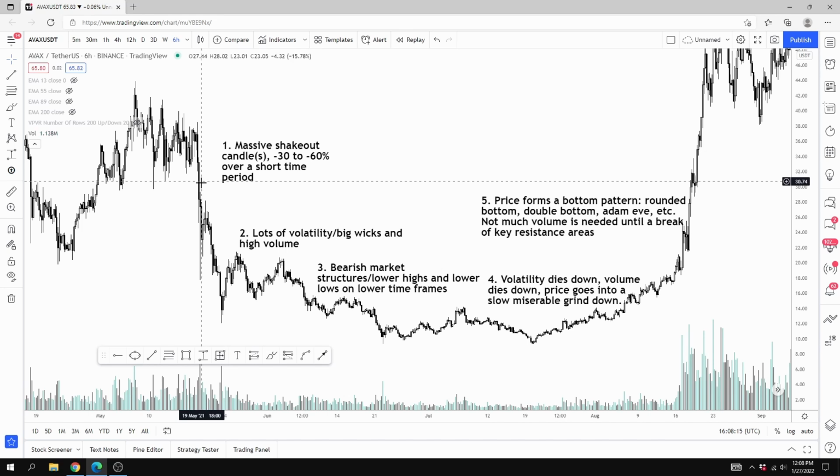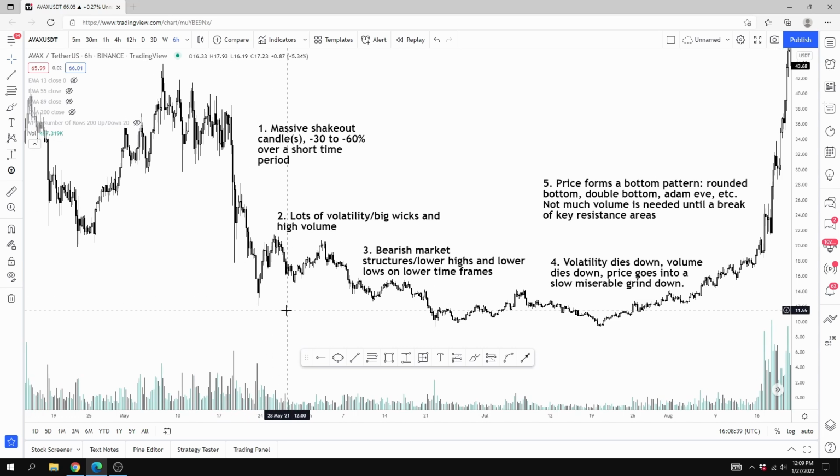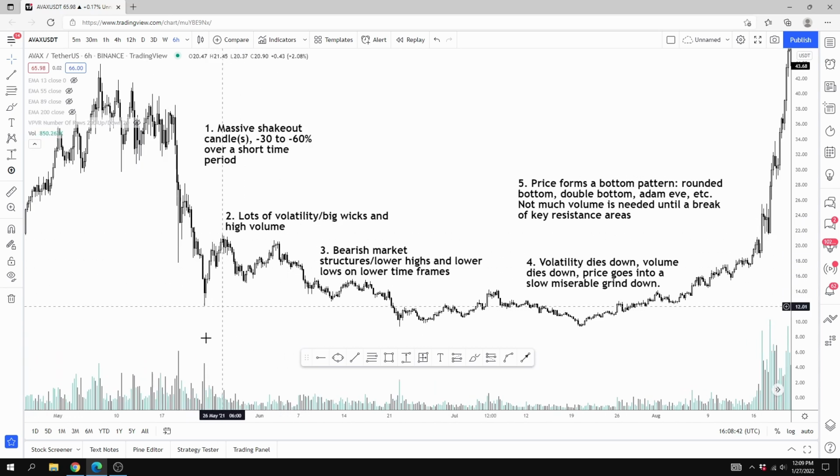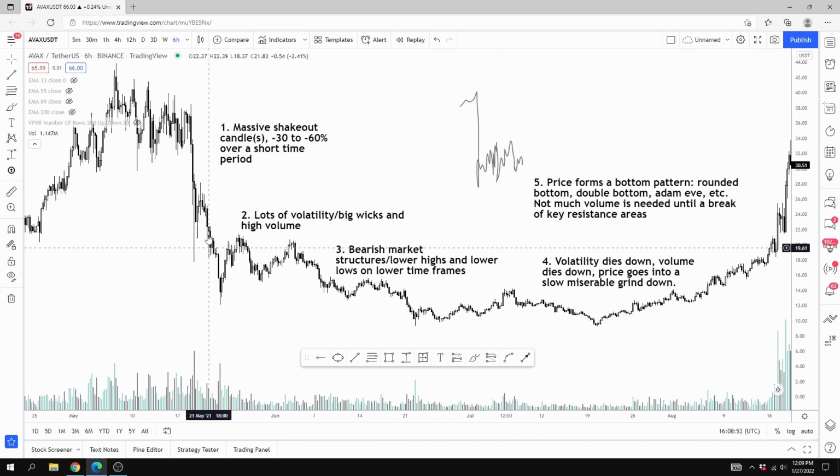So here's AVAX, as I said. Number one, you look for the first big market nukage, anywhere from 30 to 60% or even more over a few days. These altcoins will just get wrecked. And what happens after that period is you see lots of volatility, lots of choppy price action, lots of sell volume, lots of buy volume, just lots of volume usually at this first stage after the candle. So you'll see a big market nuke, and then lots and lots of ping-ponging around for a short time period. And this is usually pretty standard.